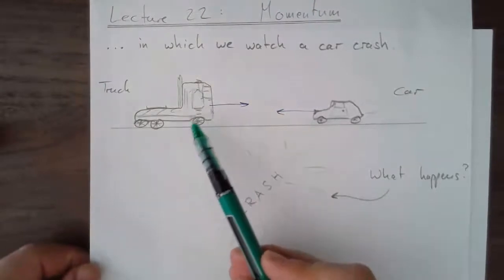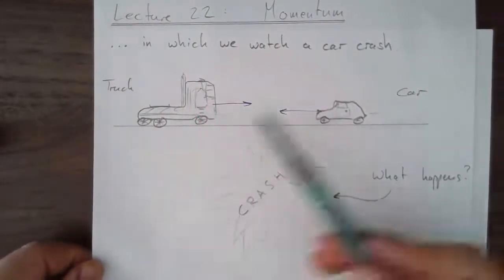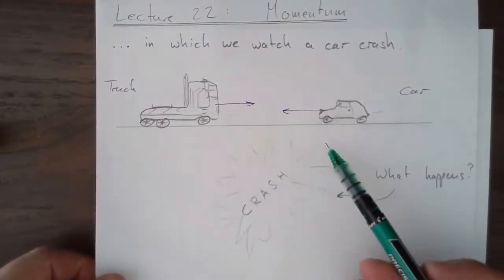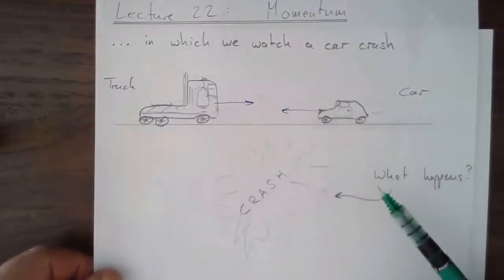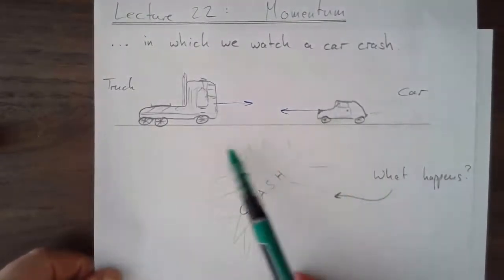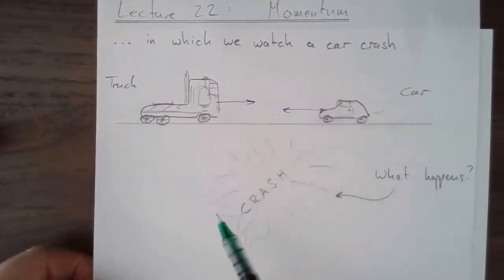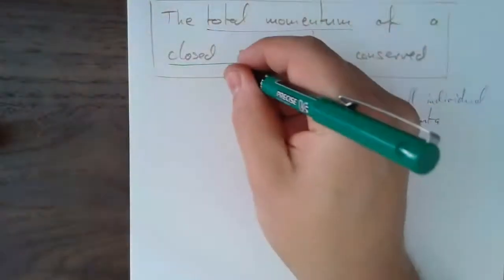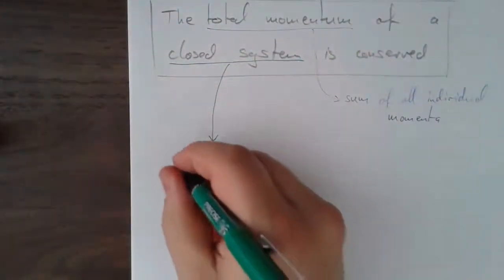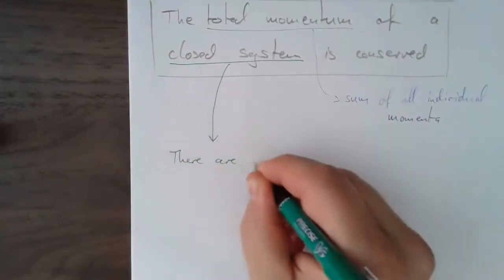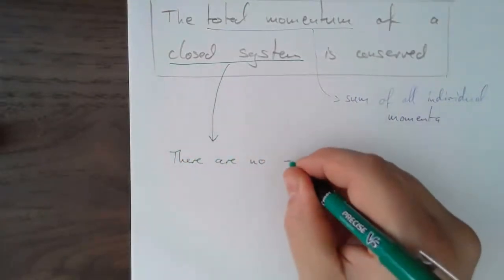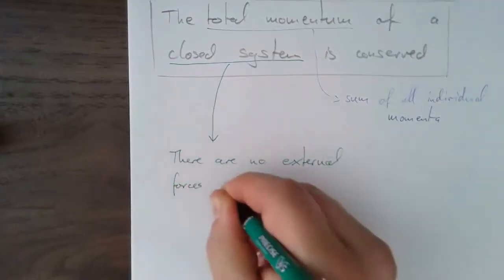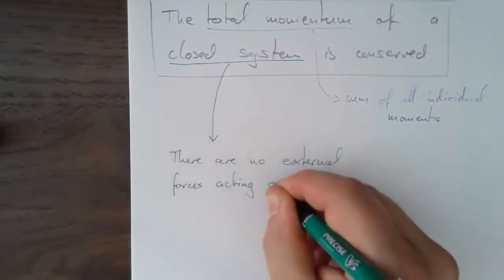Of course, afterwards, in the following seconds, as the two vehicles slide across the road and hit a tree, other forces are relevant. And eventually they probably both come to rest. But during the short interaction, we can ignore other forces. That means our system is closed. So a closed system means there are no external forces acting on the system.